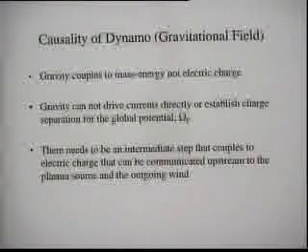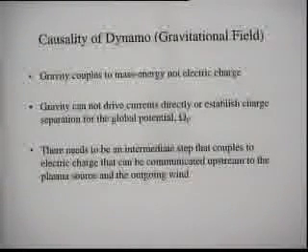So gravity can't drive the currents. It can only couple to the mass energy of the plasma. Once it moves the plasma, there has to be an intermediate step where the electric charge can radiate information. Electric charge can radiate information upstream to the outgoing wind in the plasma source.